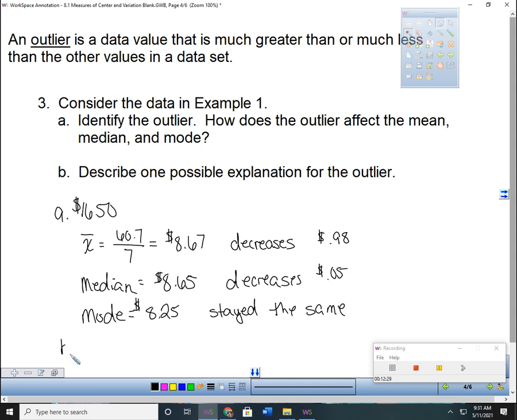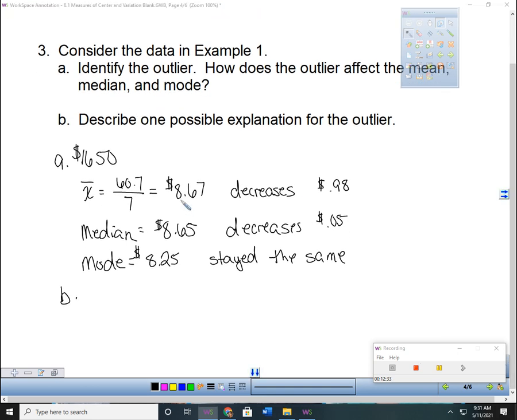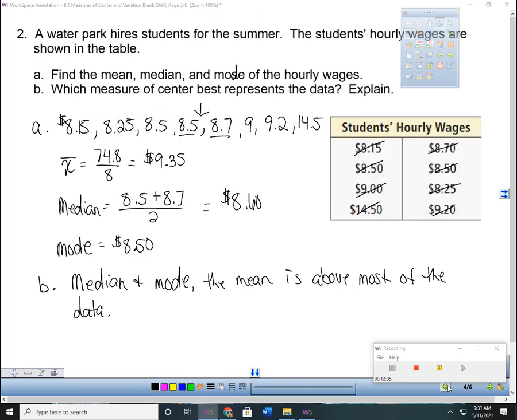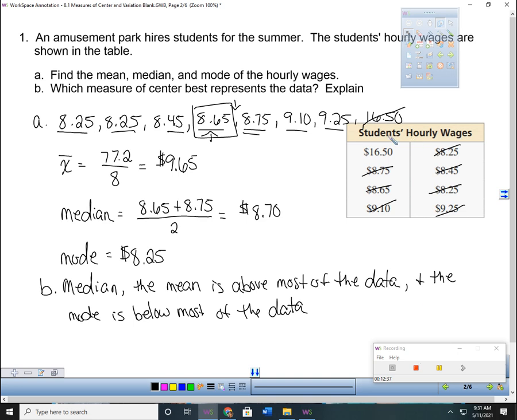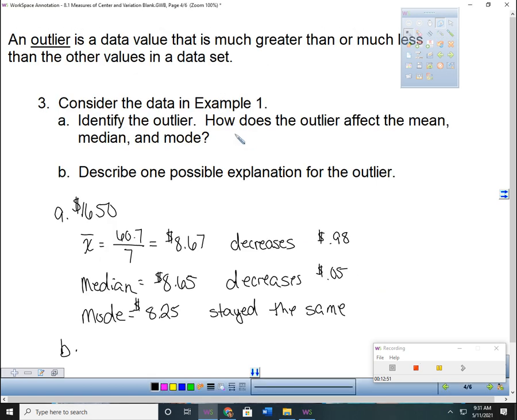All right, part B. Describe one possible explanation for the outlier. So why would this person be making way more money than everyone else? So they're working at an amusement park. They're all students. So why does this person get paid more than everybody else? In fact, in some, it's like double. Well, there could be reasons for that. Maybe that person has more responsibility.